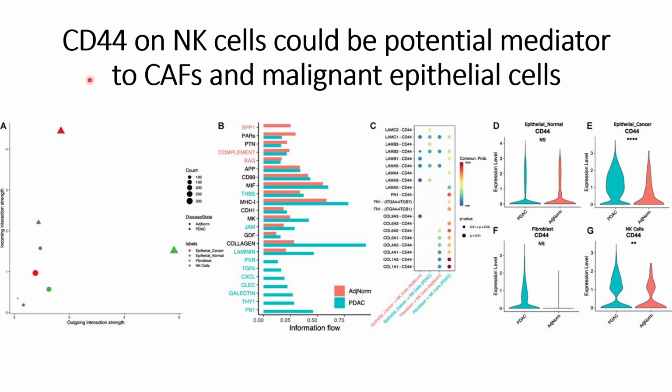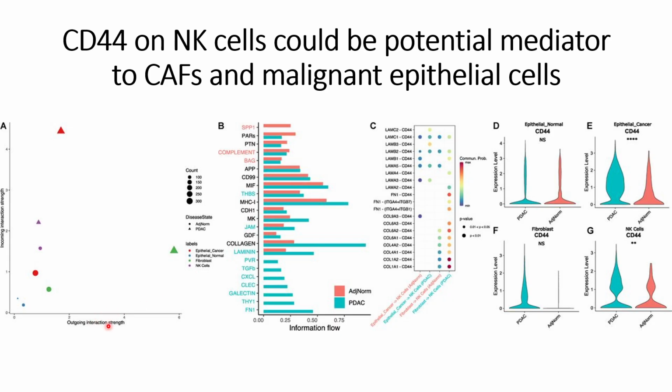In this video, we will discuss how CD44 on NK cells could be the potential mediator to CAFs, that is cancer-associated fibroblasts, and malignant epithelial cells. In panel A, they used the CellChat software to identify the interactions between different kinds of epithelial cells, that is malignant epithelial cells and normal epithelial cells, fibroblasts, and NK cells.